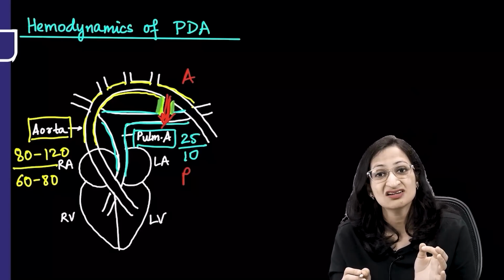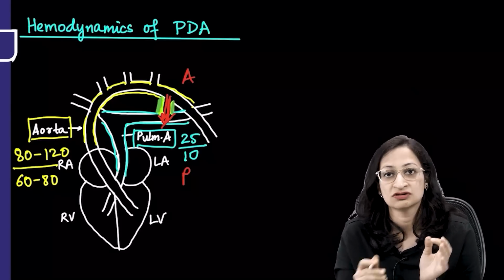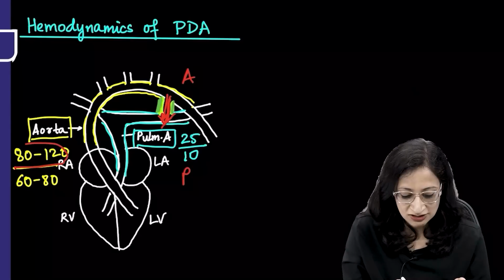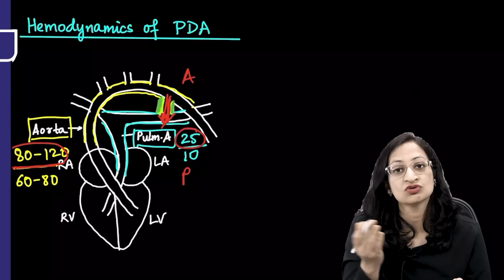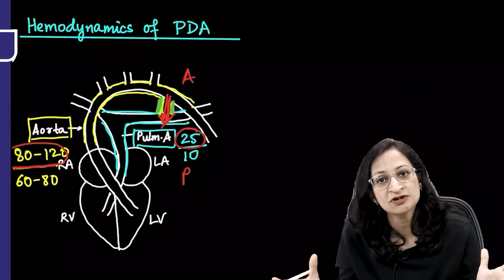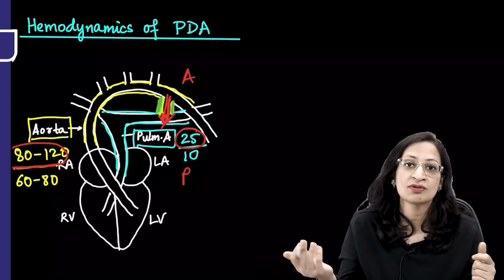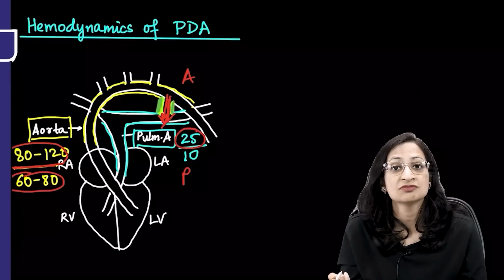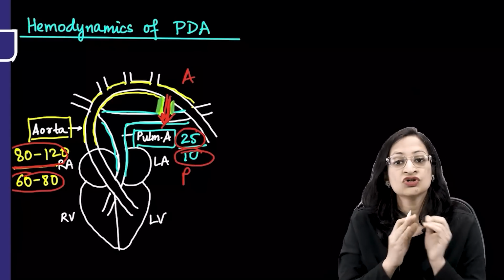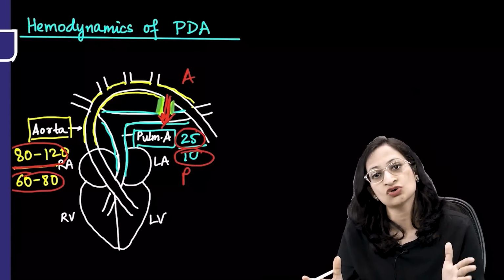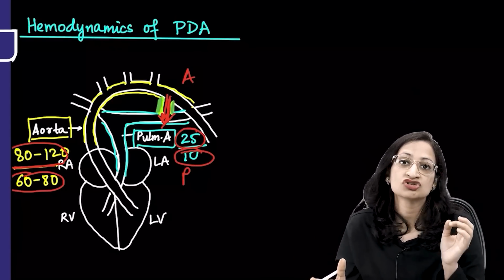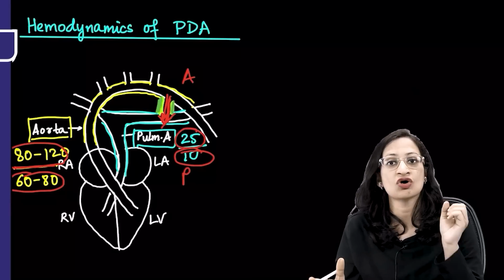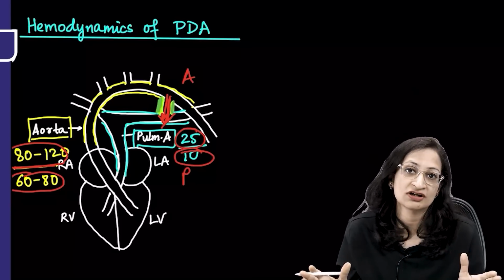Because the pressure gradient in aorta during systole, across this ductus arteriosus, systolic pressure of aorta is 80 to 120, while pulmonary artery it is only 25. So huge pressure gradient during systole. What about diastole? Pressure in aorta is 60 to 80 millimeters of mercury, while pressure in pulmonary artery is only 10. So huge pressure gradient during systole as well as diastole. So blood will flow across the ductus arteriosus with a gush during systole as well as during diastole.